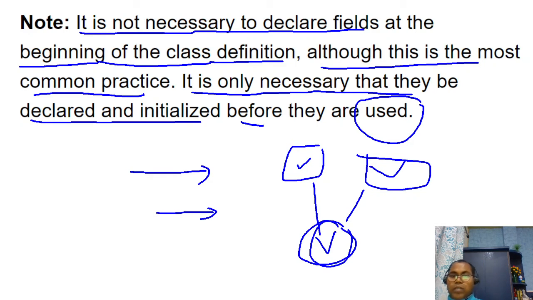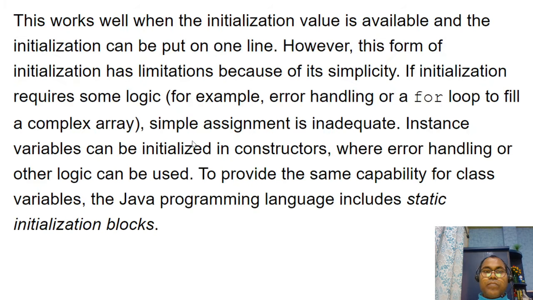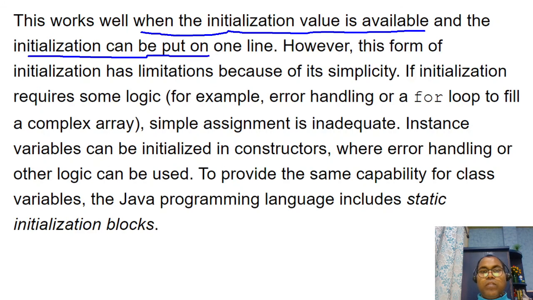So declaration and initialization can be in different places and in any order, but the condition is that whenever you are going to use those variables, they must be declared and initialized. When the initial value is available, the initialization can be put in one line. Initially this variable has this value, and at the same time, while declaring, you can put the value.